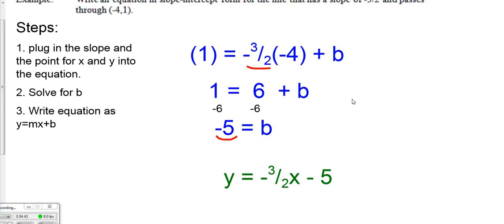Now you might be asking, why is it that we do plus b and you have -5 right here? Well, technically, we're adding a -5. This would be -3/2 x plus -5. But when you add a -5, you can just say -5. So that would be where that equation comes from.